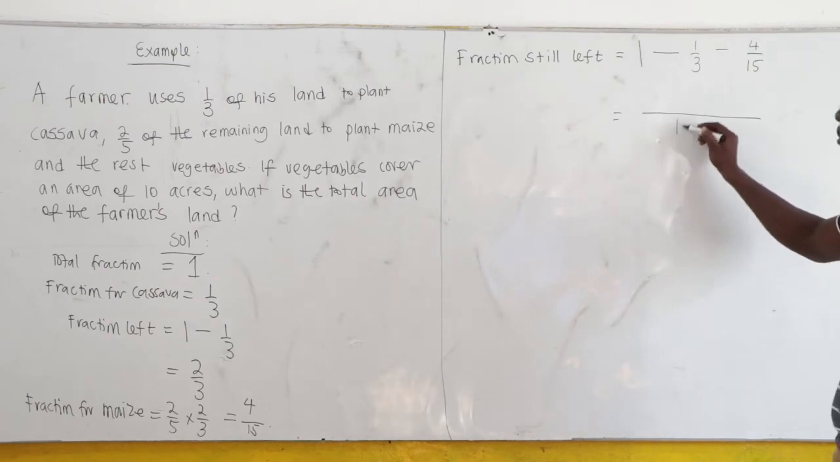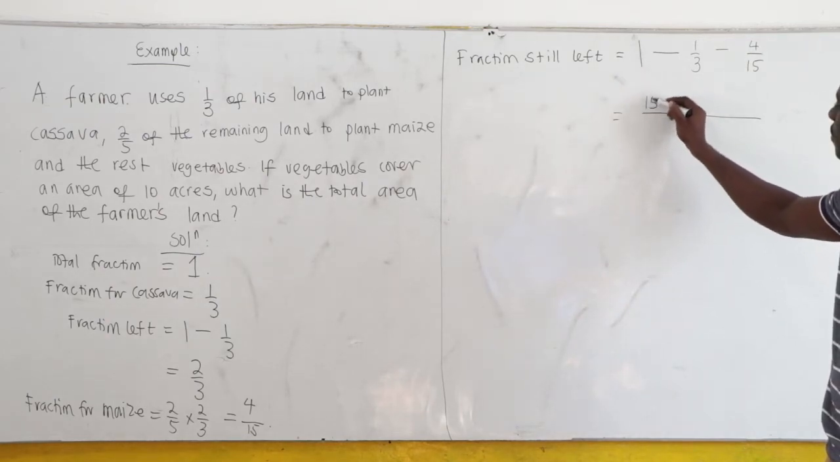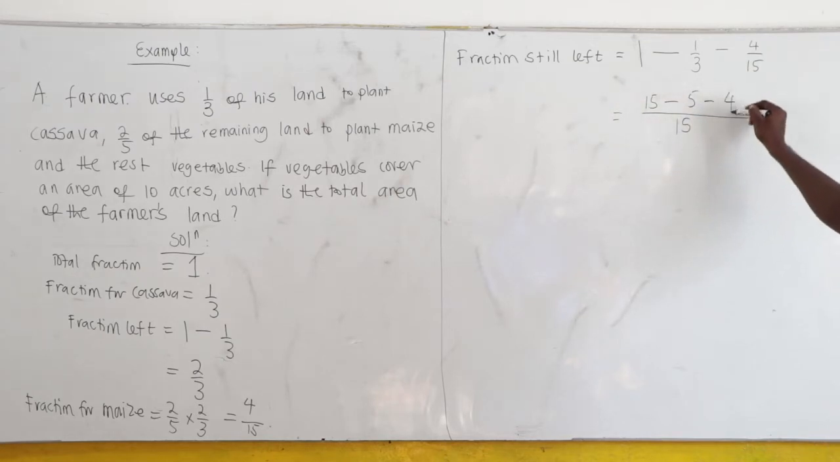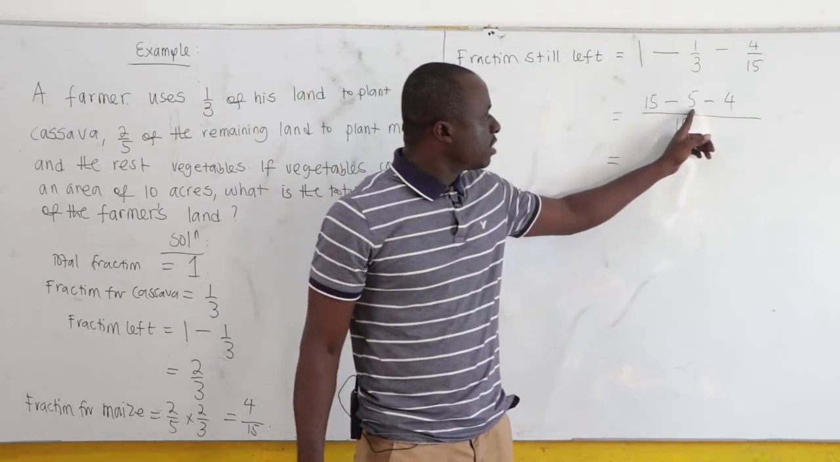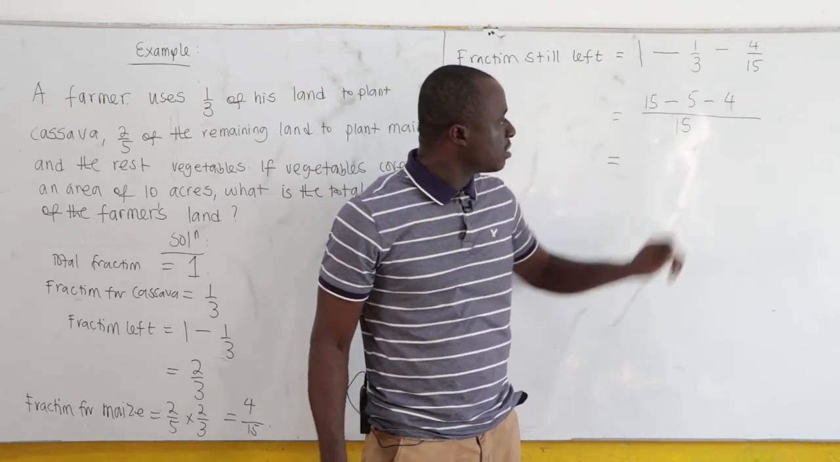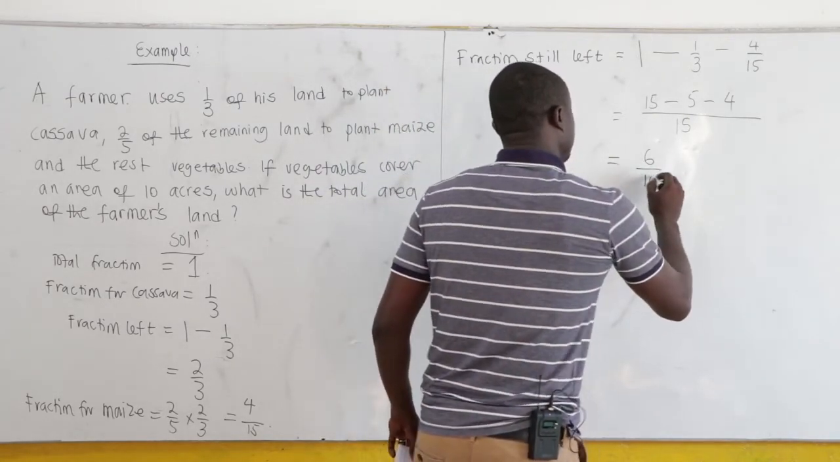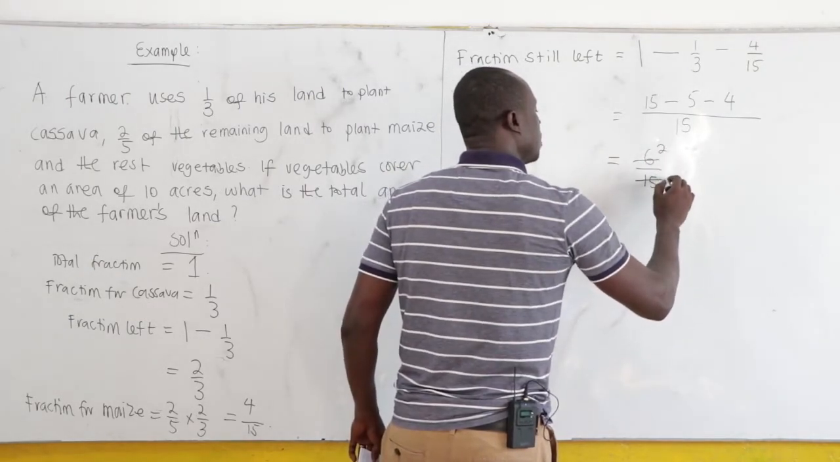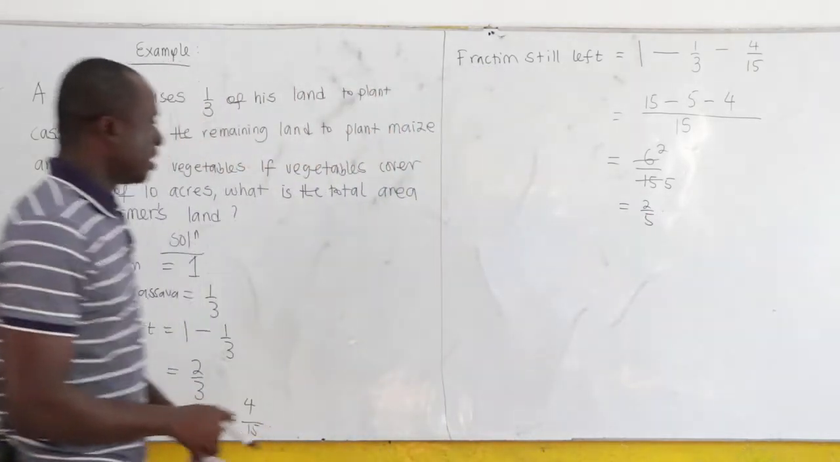The LCM clearly is 15. This is over 1. 1 will go into 15, 15 times 1, we have 15. 3 will go into 15 five times, so we have 5. And then here minus 4. So we have 15 minus 5, that is 10, minus 4, so that is 6. So we have 6 all over 15. Now 3 will go into 6 twice, and 3 will go into 15 five times. So we have 2 all over 5.